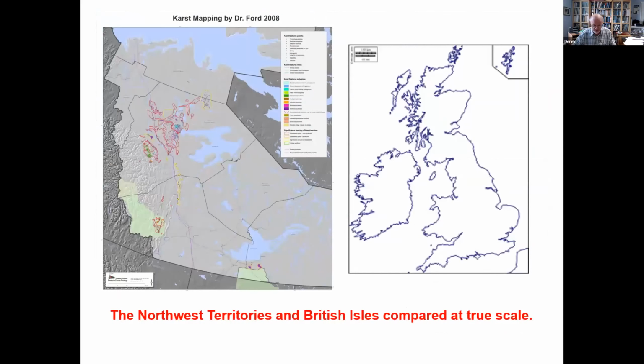Can you give me the next screen, please, Autumn? I just put this one on to show you the comparison at true scale between the karst in the region I'm looking at, there's more down here I've not put on, and the karst of the British Isles. The karst on the mainland of the Northwest Territories is roughly equal in area to the karst of the British Isles, just to give you a scale.